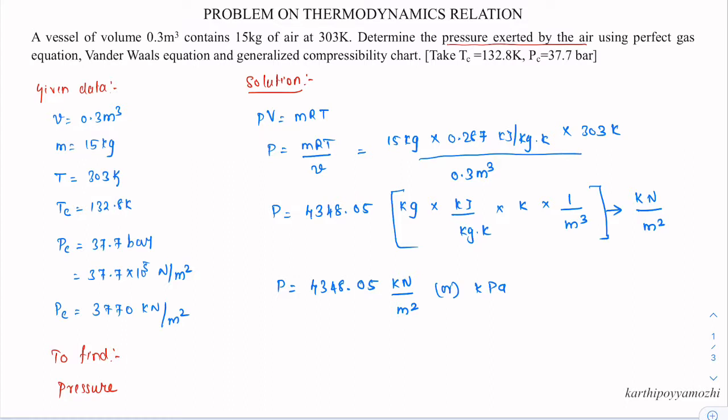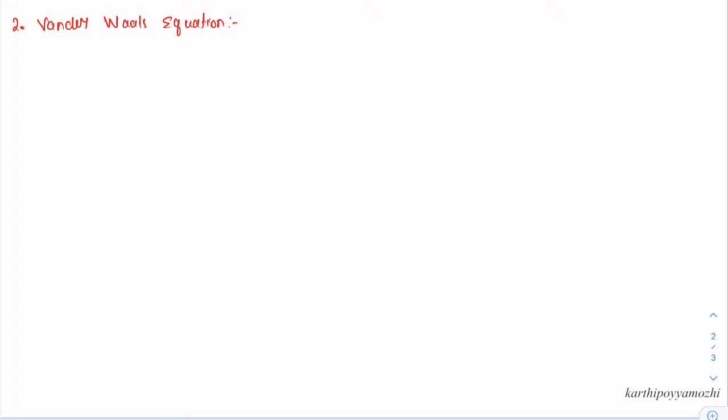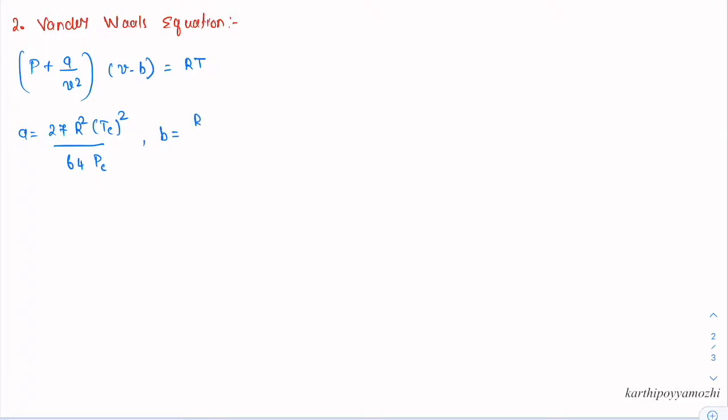Now we can find the value of the pressure exerted by the air using van der Waals equation, and the equation is given as P plus a by V square into V minus b is equal to RT, where a and b are numerical constants and it is given as a is equal to 27 R square Tc square divided by 64 Pc, and value of b is equal to R Tc divided by 8 Pc.